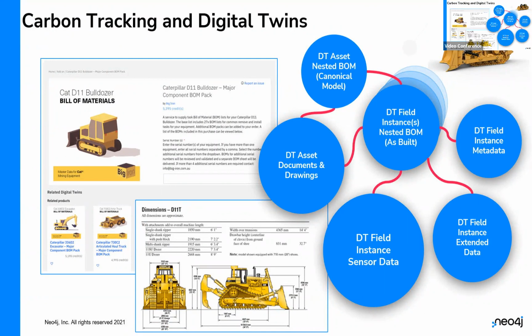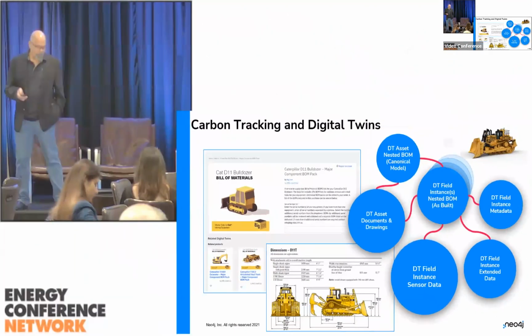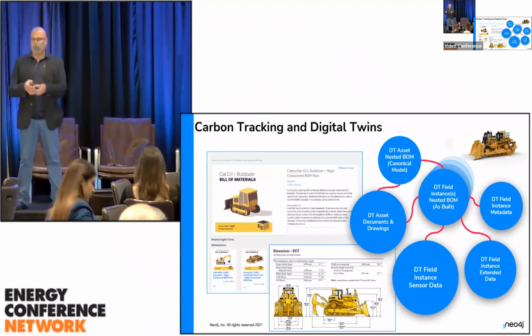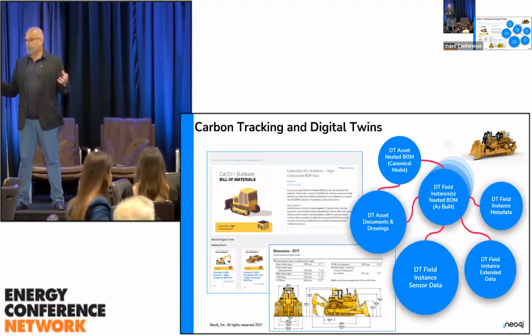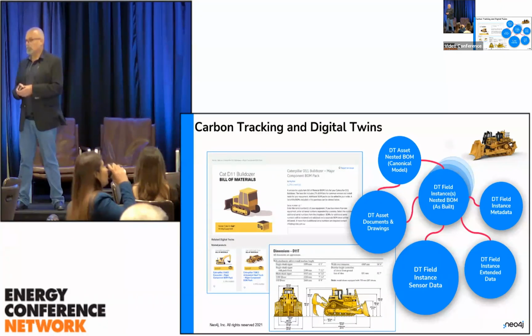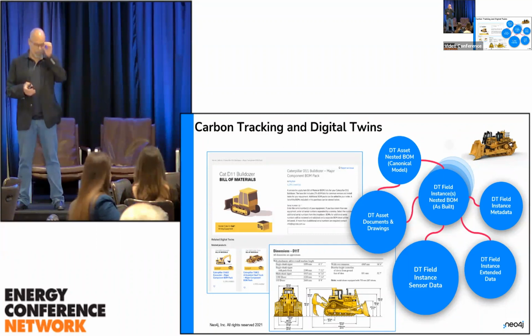And so if you think about digital twins more broadly, typically what you'll see is some kind of canonical model, which in manufacturing is sometimes called a bill of materials. It could also be an infrastructure plan.